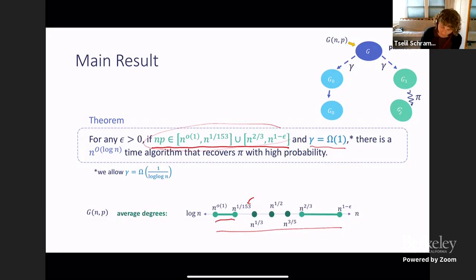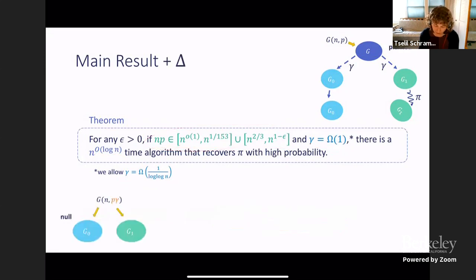And for those of you who are interested at home, we can actually handle noise rates, or subsampling rates, that are slightly subconstant, right? So if you want 1 over log n, then we can handle that. And if you want 1 over q, then the q will show up in this exponent. So anyway, that's that for the main result.